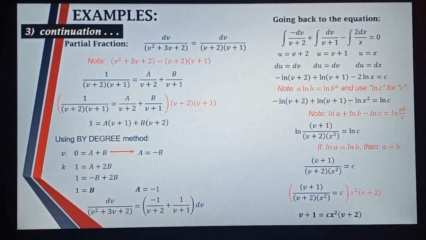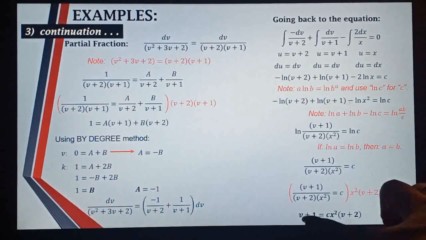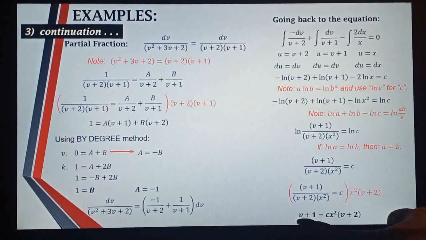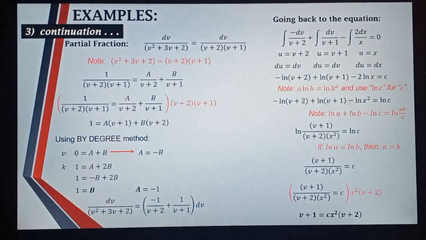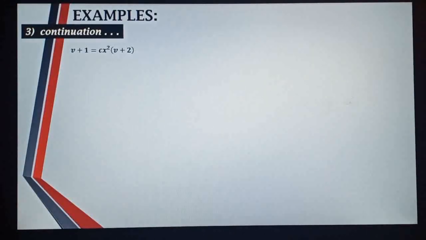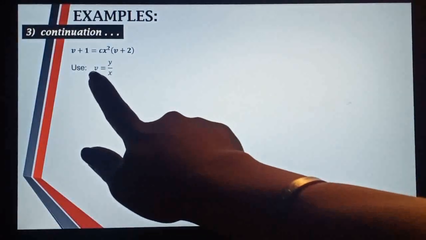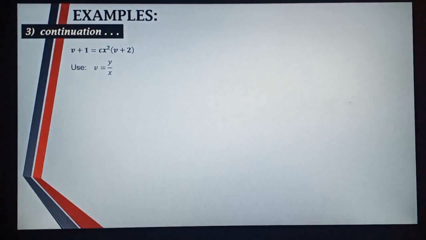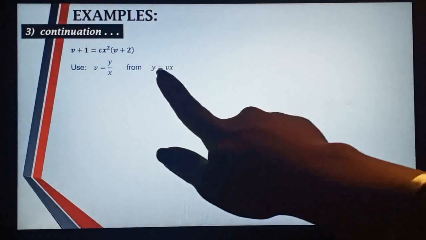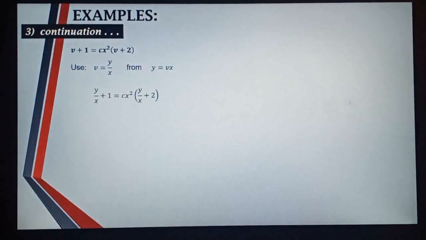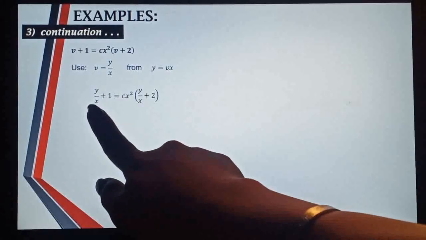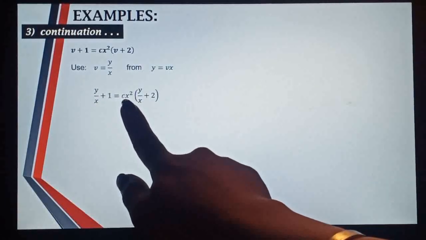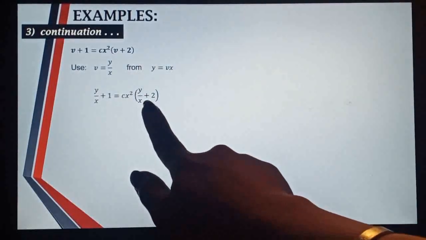Now, supposedly, this is your general solution, but your answer is still in terms of v and x. Our original equation is in terms of x and y. So, dapat maibalik natin siya into x and y. So, in that case, we will use yung ginamit natin kanina, which is v equals y over x para mapalitan si v ng in terms of y and x. Galing siya dun sa y equals vx. So, v is y over x plus 1 equals c x squared. Then, v is y over x, so plus 2.